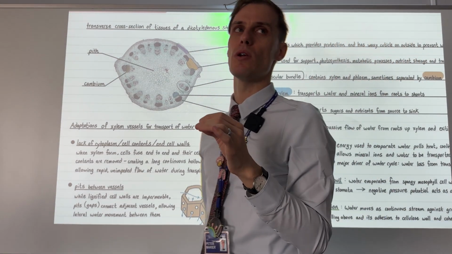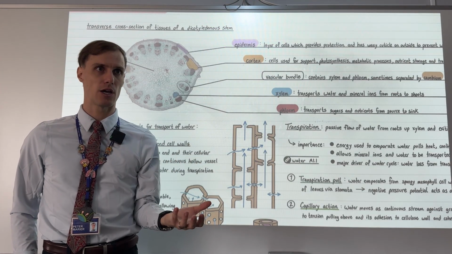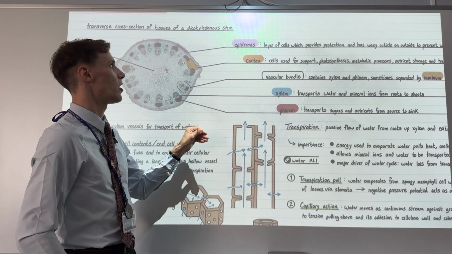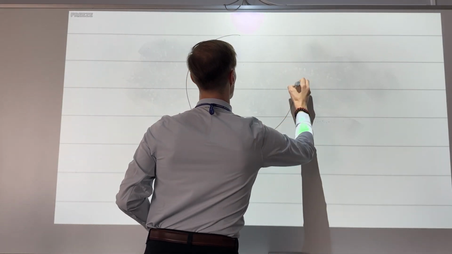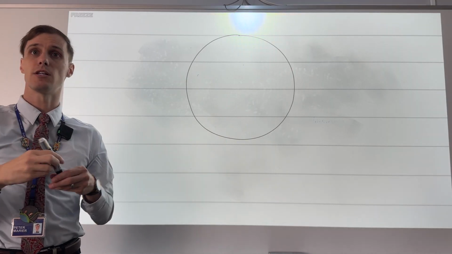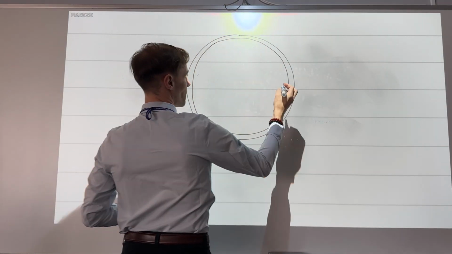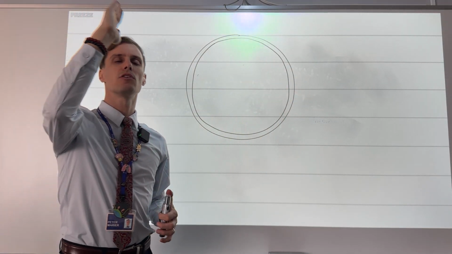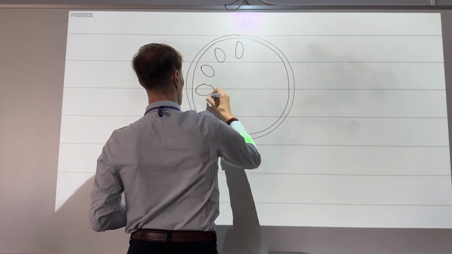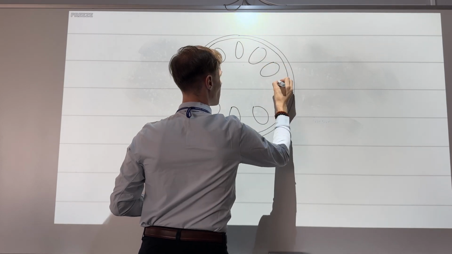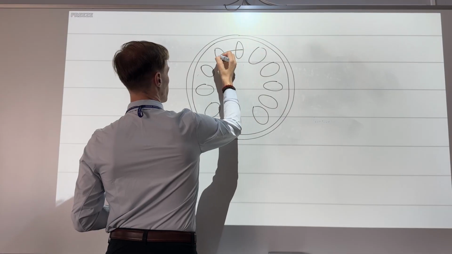Now, similarly to when we looked at the cross-section of a leaf, you are expected to be able to do a plan diagram. So let me show you how to draw a plan diagram of a stem. Let's do a circle. Now the outermost layer, let's do a circle inside the circle. Then you're going to do a series of little ovals all within the inside. Then an easy way of separating them is to do a line all the way in the middle.